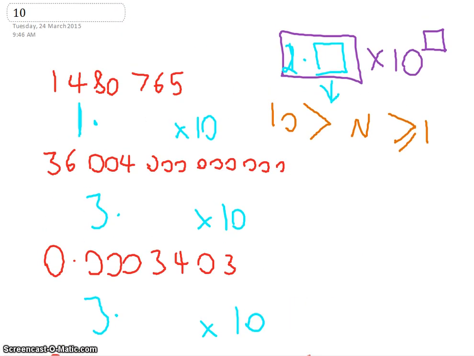Now, in every number, there is a decimal point. Where's the decimal point in this number? It's there. Where do we want it? Here. What do we have to do? Okay, how many spots have we moved it? 1, 2, 3, 4, 5, 6. We've moved it 6 spots.